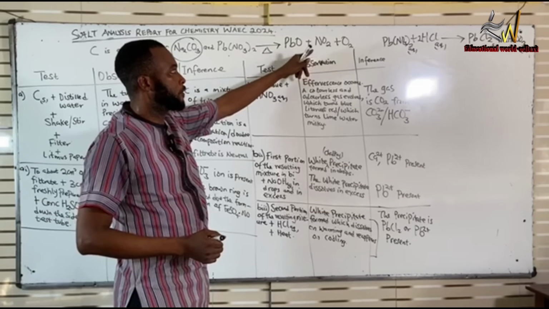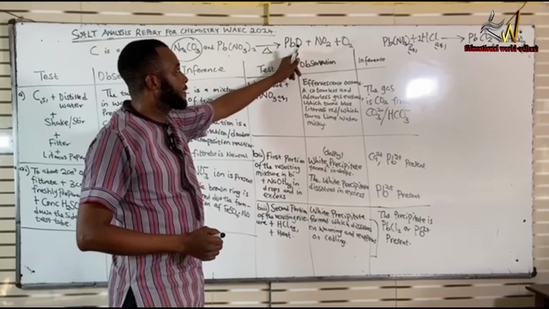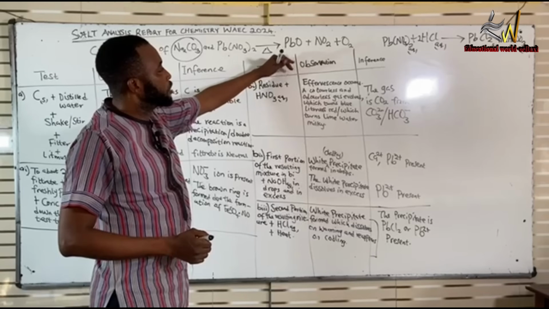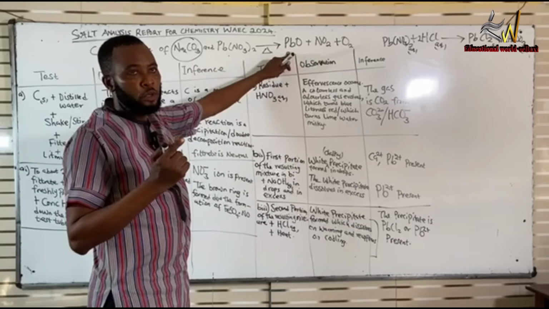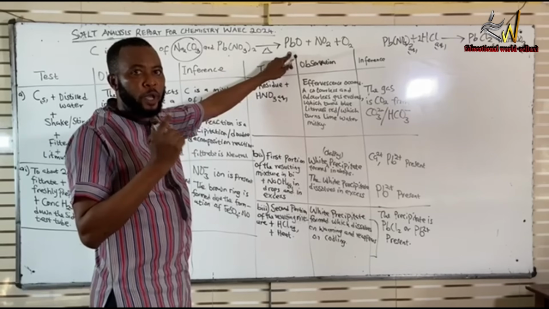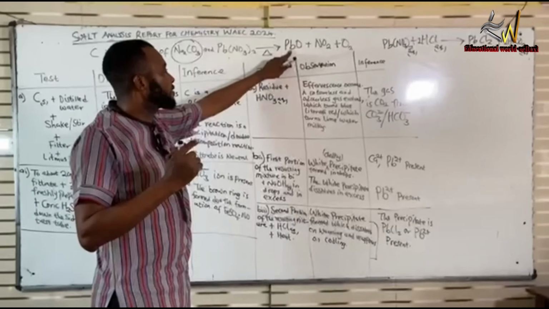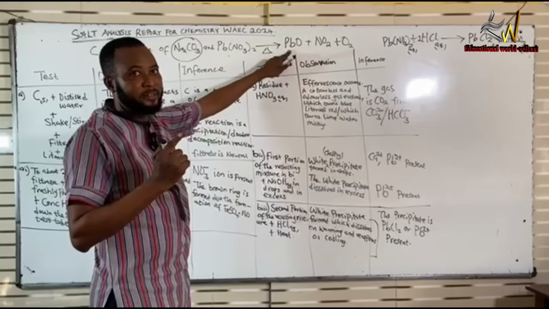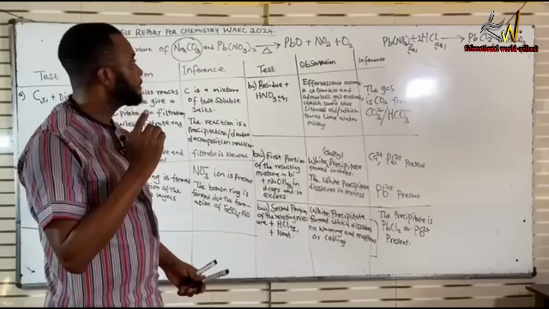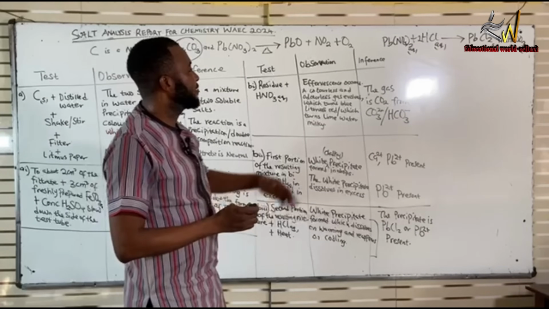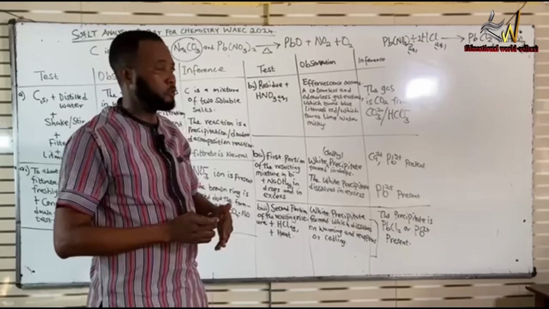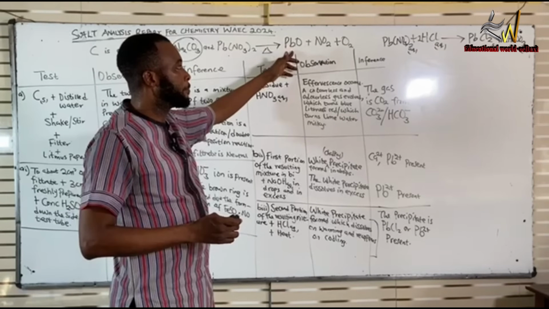When that happens, your observation will be reddish brown fumes evolved, leaving behind a residue which is yellow when hot, or red when cool. Yellow when hot, red when cool. Lead 2 oxide is naturally red, so when you heat it, it is yellow. Then in your inference you write: the brown gas is NO2 from NO3 minus, and the residue is PbO.